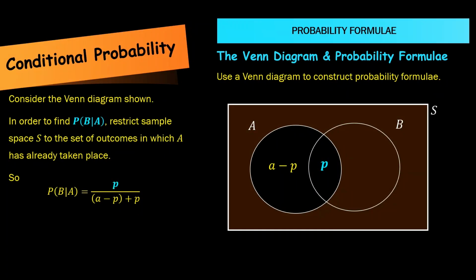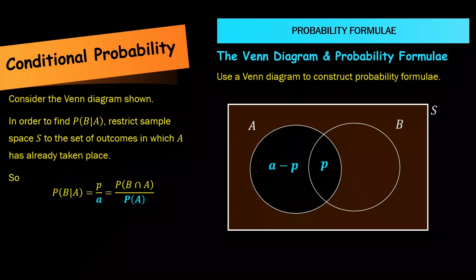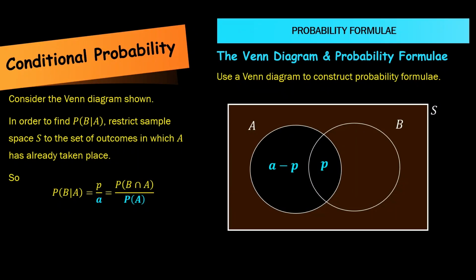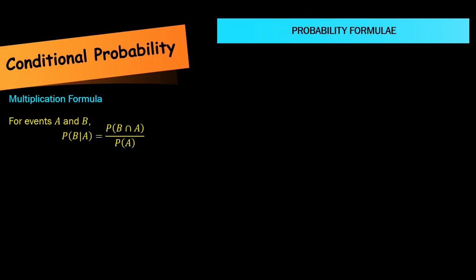And so we have probability of B given A equals P divided by A minus P plus P, which is equal to P divided by A. And this equals probability of B intersect A divided by the probability of A. And so we have our formula for probability of B given A. This is called the multiplication formula, and we can rearrange this as shown.